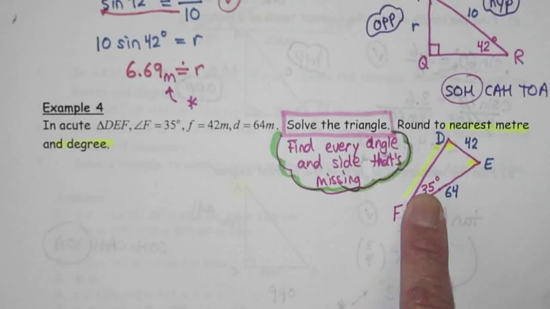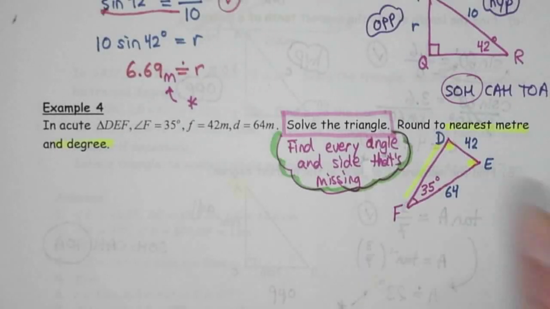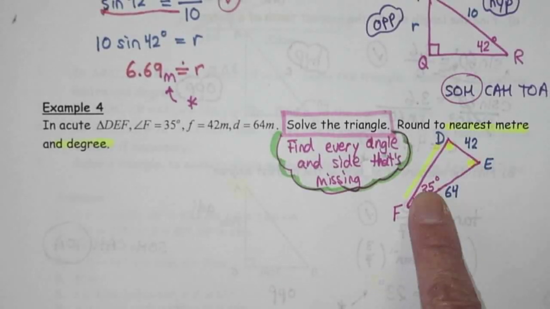Can I find any of the angles? No. 35, I only have 1 angle. Can I find the side? So which formula am I going to use? Sine law, cosine law, not allowed to use SOHCAHTOA. It's sine law or cosine law. What did I say about sine law?